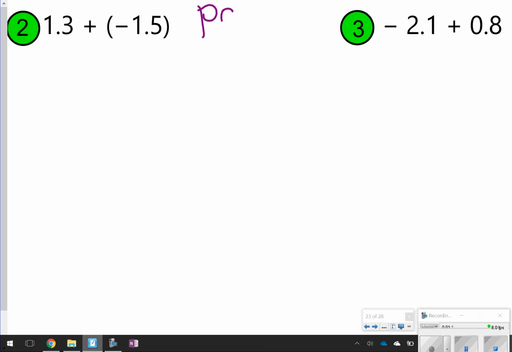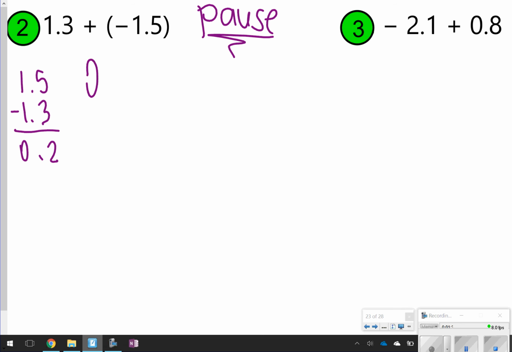Again, same sign, add and keep, different sign, subtract. Make sure that you line up those decimals when you're adding and subtracting for decimals. All right, here we go. So number 2, these are different signs, so I do need to subtract them. I'm going to put my highest number first, 1.5, minus 1.3. 5 minus 3 is 2, 1 minus 1 is 0, so I do get 0.2, and I'm going to keep the negative because my larger value is negative.